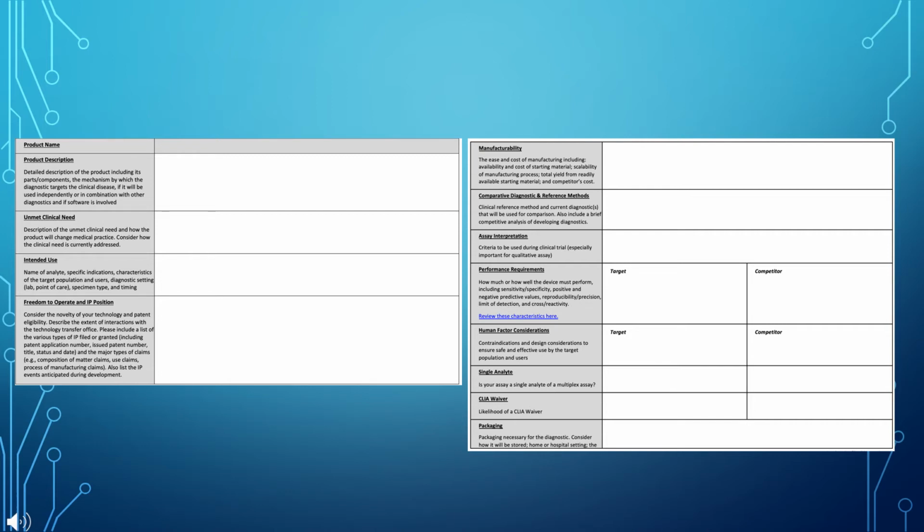CLIA waiver. So obviously CLIA laboratories have the ability to create and run their own lab developed tests, or LDTs. CLIA waiver would say that the company, your company, has already established that the test can be performed outside of a CLIA laboratory, and you want to discuss how that is going to be conducted at this point. And then ultimately packaging, taking into consideration things like, does it need to be refrigerated? Is it shelf stable? How long would it be shelf stable? And the things that would be required for you to conduct the test once it's taken out of the packaging.